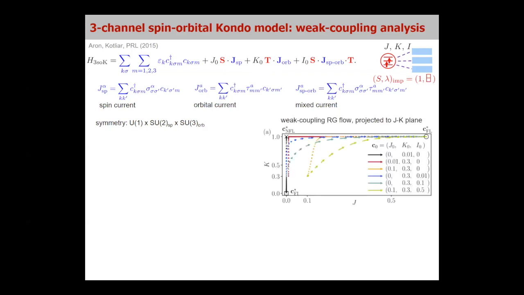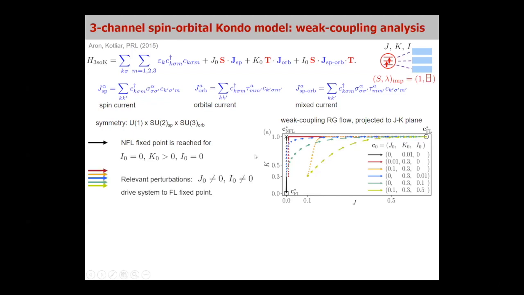And now the scaling flow equations for this were worked out by Gabi and Camille Aron. And I show you qualitatively what it looks like here. For a fixed value of K0, if you plot the flow as a function of the spin exchange coupling and the orbital exchange coupling, this should be J0, sorry, and I0. If you put J0 and I0 to 0 and just keep a finite orbital exchange, you get this black line. You flow here to a non-Fermi liquid fixed point.